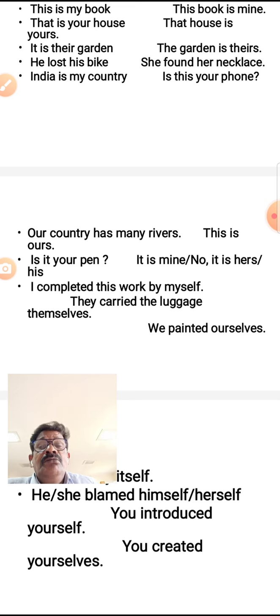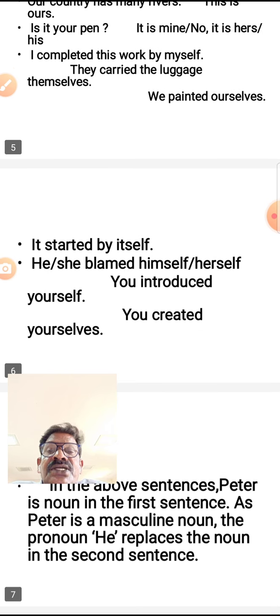And now go to the other sentence. They carried the luggage themselves. That means they didn't go for any kind of help. Right? So that is why they carried the luggage themselves. They didn't call anyone to take any kind of help. Then the next sentence, we painted ourselves.